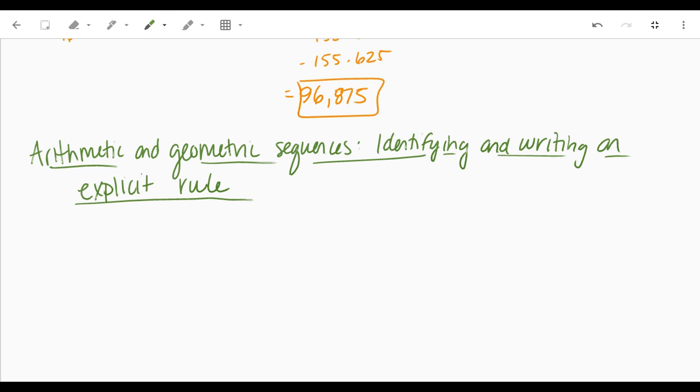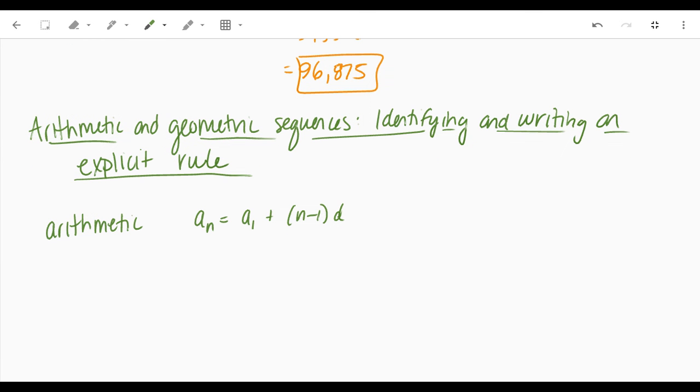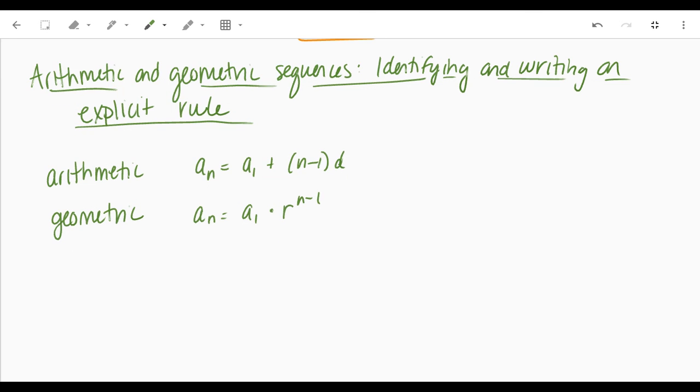For your arithmetic, a sub n is the first term plus n minus 1 times the difference. And then you're going to want to simplify it. Okay. And then for geometric, a sub n is a sub 1 times r to the n minus 1. And I did show you earlier on how to simplify that. It looks like they're just leaving it as the n minus 1, which makes it a little easier for you too.